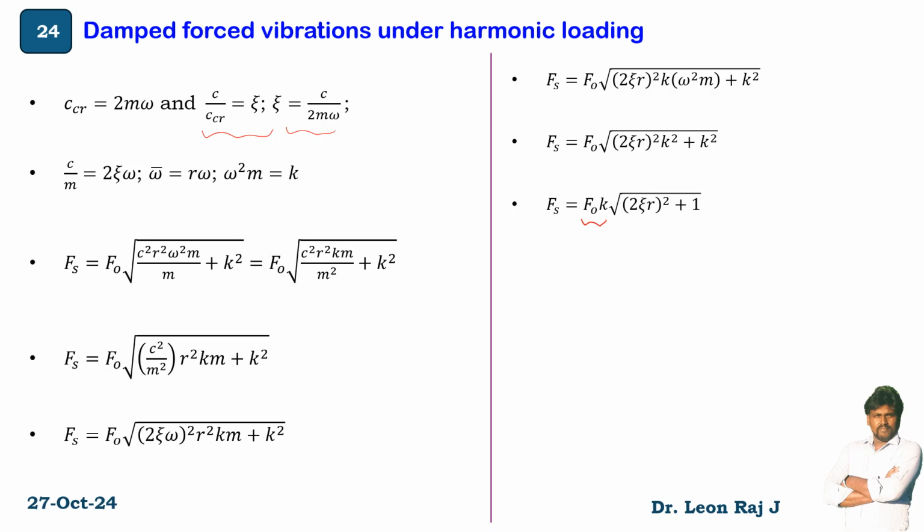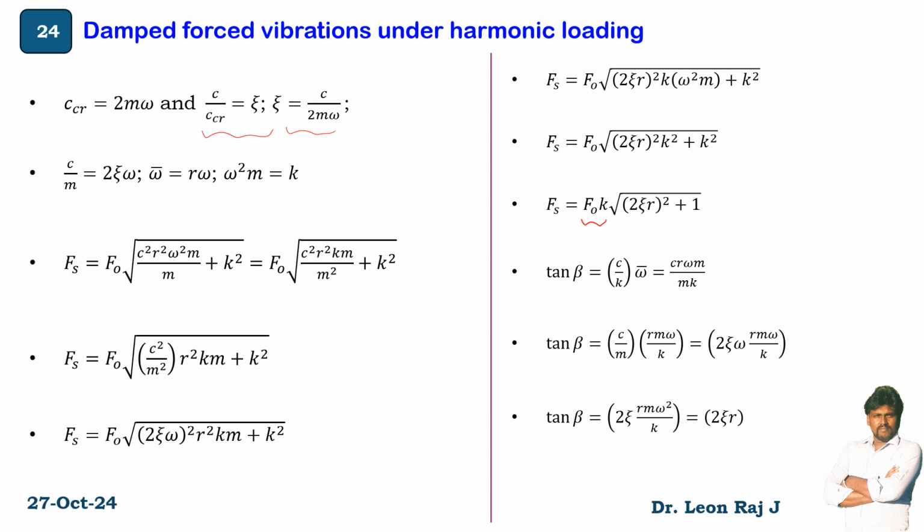So Fs equal to F0 k square root of (2 xi r) whole square plus 1. Tan beta is equal to C by k omega bar, equal to C r omega m divided by mk. So tan beta is further simplified as 2 xi omega r m omega divided by k. So tan beta is equal to 2 xi r m omega square by m, that is nothing but 2 xi r.